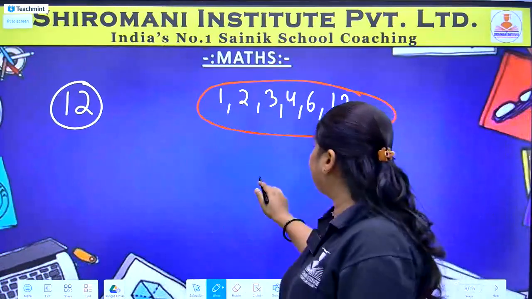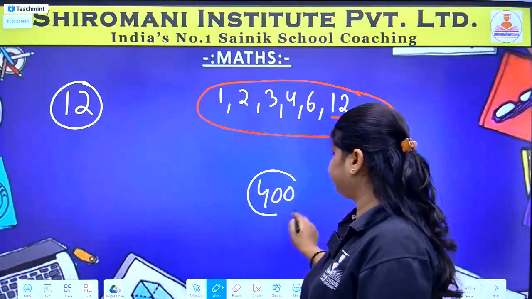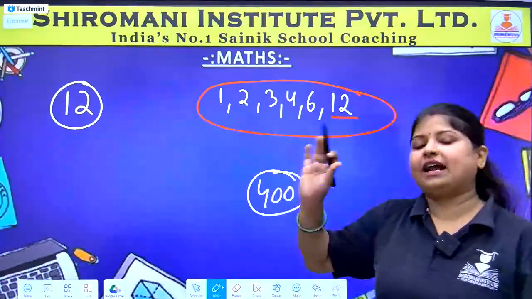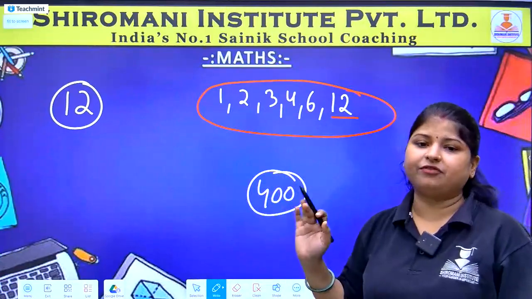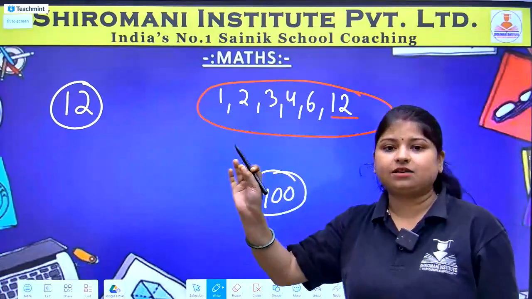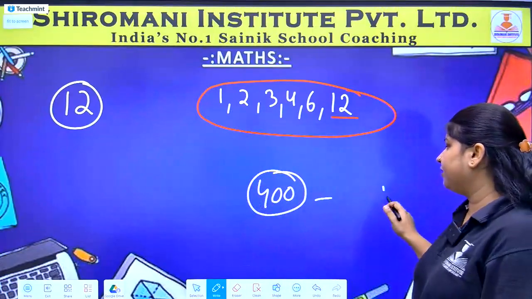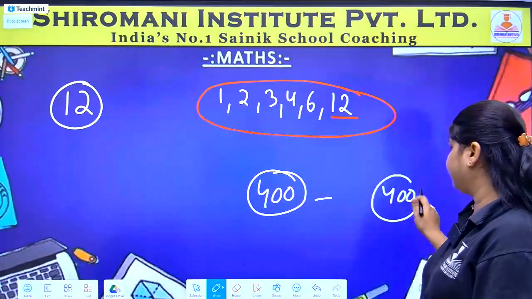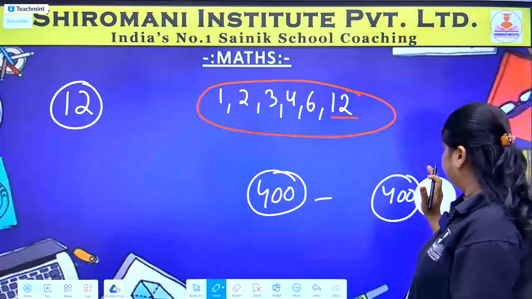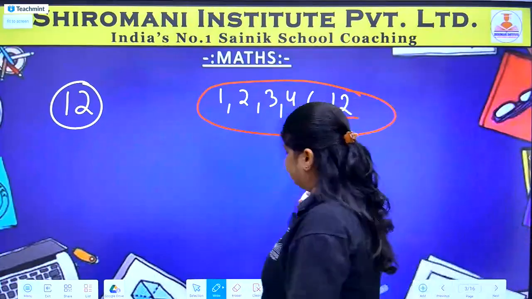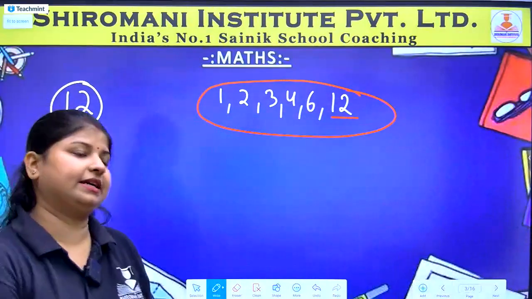For example, if I ask you factors of 400, whatever the factors are, we have to calculate, but the greatest factor would be 400, always remember. And the smallest factor would be 1. I would make you write that. Just give me a second.